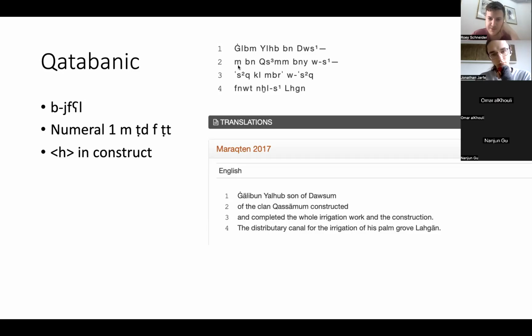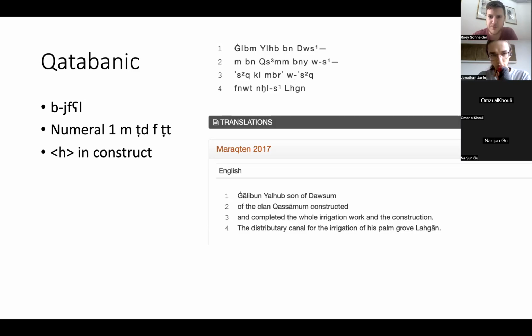Bin dawsam or something like that. Bin qasamam banay wa banaya. So he built. You can see that the third weak roots usually inflect in Old South Arabian as completely sound roots, and sometimes even the second weak ones. Wa sa'ashaqa, so and raised, like erected or something like that. Kul mabra or something like that. They think it's an irrigation work. I'm not sure. Wa asaqa, and raised.